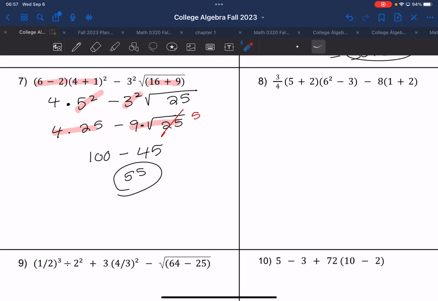But for now, I'm just writing out everything step by step. But as you are going through your homework and doing these problems more, you're going to get the hang of it, and you could just do that in a prior step.